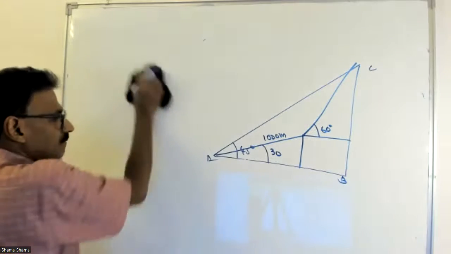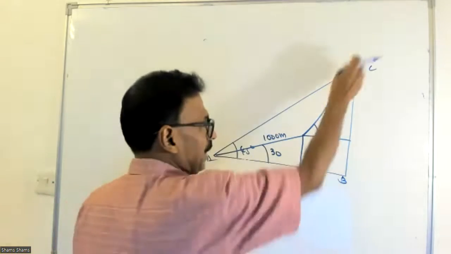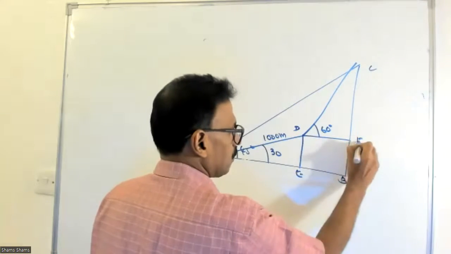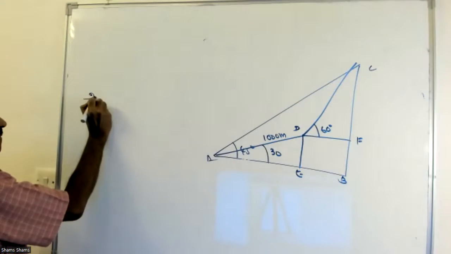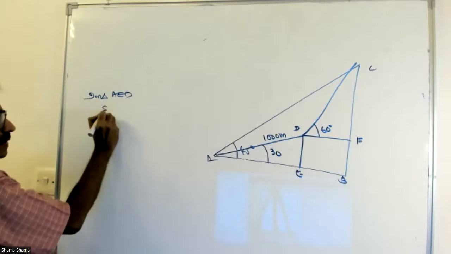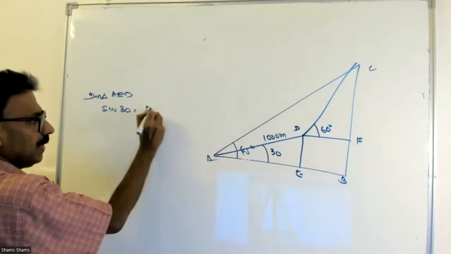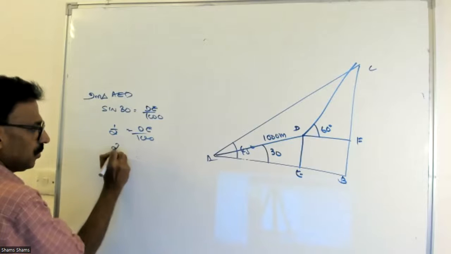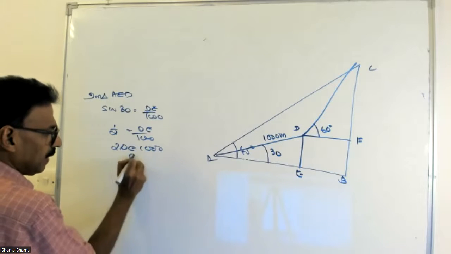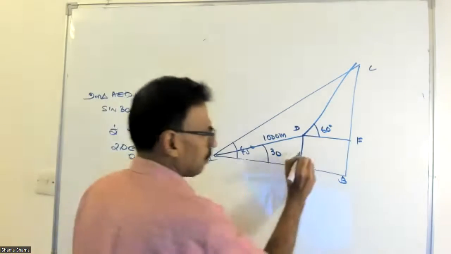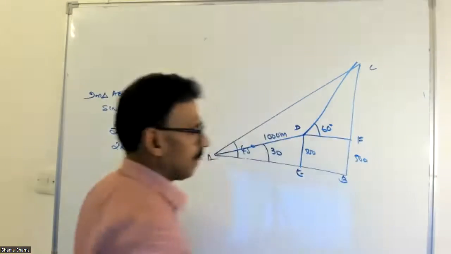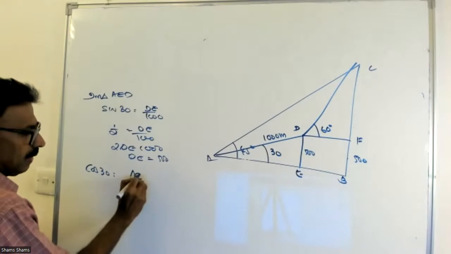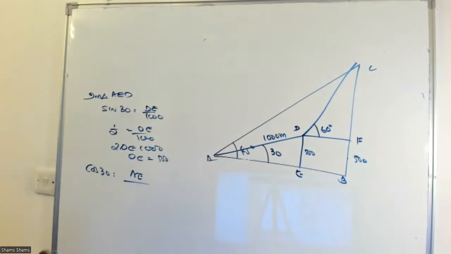Now, my plan, you have to find out this height, right? Height of the mountain, okay. A, B, C, D, E, F. Look, first of all, in triangle AED, sine 30 equals DE divided by 1,000. So half equals DE by 1,000. So 2DE equals 1,000, DE equals 500. This one is 500, this also 500. Then cos 30 equals AE divided by 1,000.